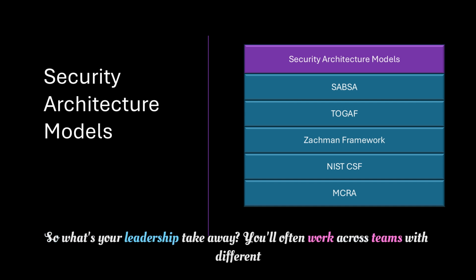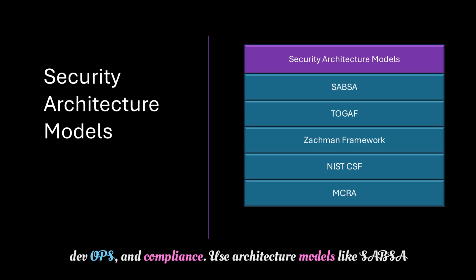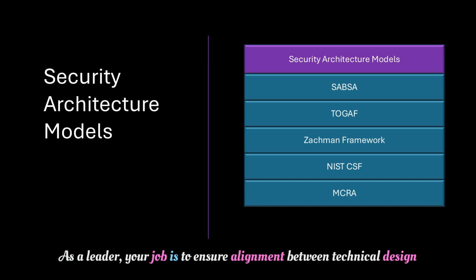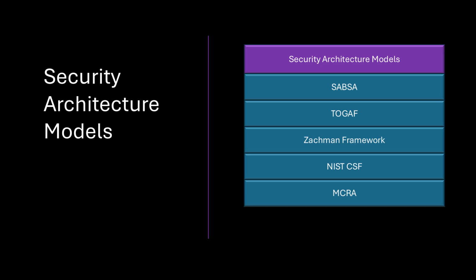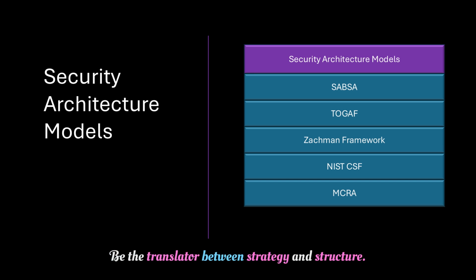So, what's your leadership takeaway? You'll often work across teams with different priorities such as IT, dev, ops, and compliance. Use architecture models like SABSA and TOGAF to bridge gaps and bring structure to conversations. As a leader, your job is to ensure alignment between technical design and business objectives. Communicate these models in a way that non-technical stakeholders can understand. Be the translator between strategy and structure.